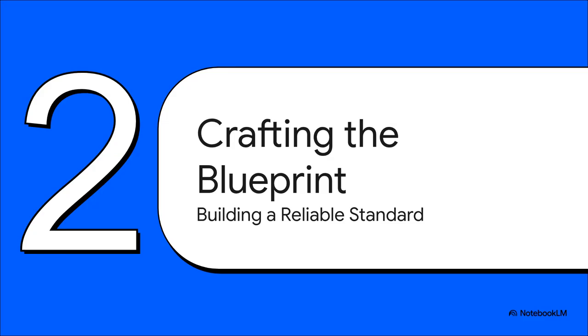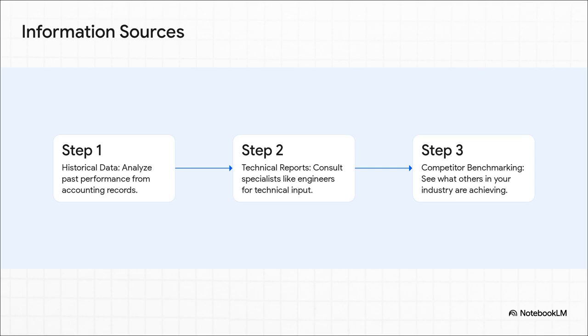So if it's a blueprint, how do you actually build a good one? I mean, you can't just make it up, right? A truly solid standard cost is engineered by bringing together a few different really key sources of information. First, you look backwards. You dig into your own historical data from your accounting records to see what you've done before. But you have to be careful here, because if you only do this, you might just be baking your old mistakes into your future goals.